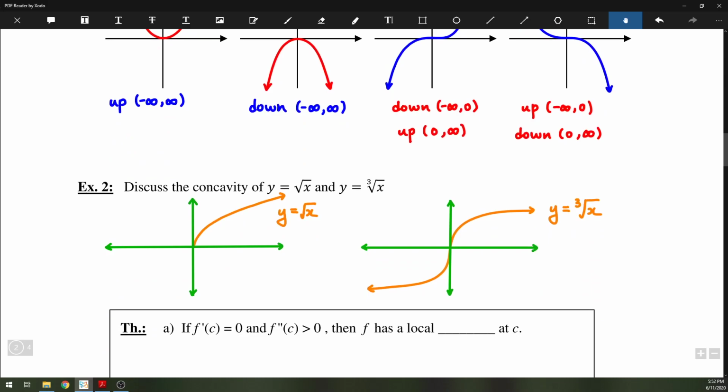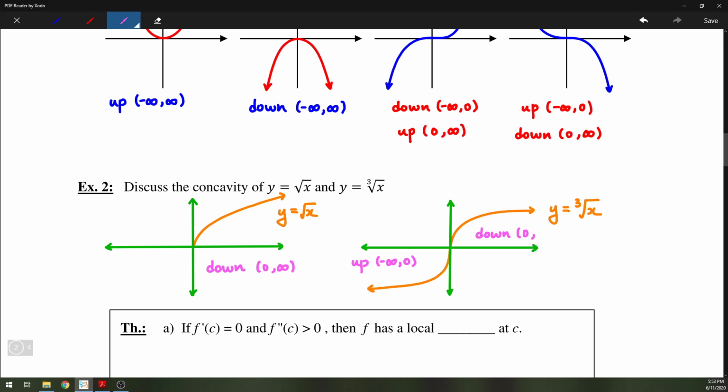Okay, so of course we also have concavity for graphs that are not polynomial. So far all our examples have been polynomials. Here we have y equals square root of x, and you can see that it concaves down from 0 to infinity. And if we have the cube root of x graph like we do on the right, then the first part concaves up from negative infinity to 0, and then it concaves downwards from 0 to infinity.